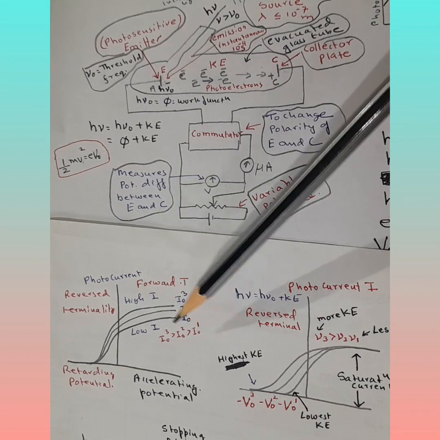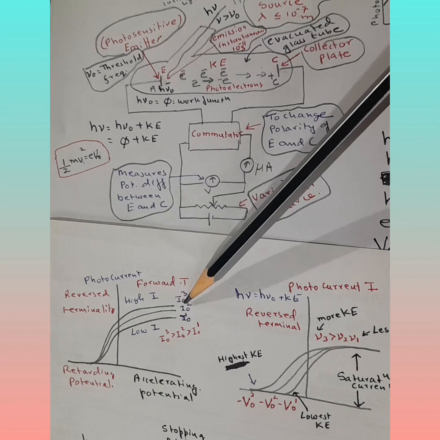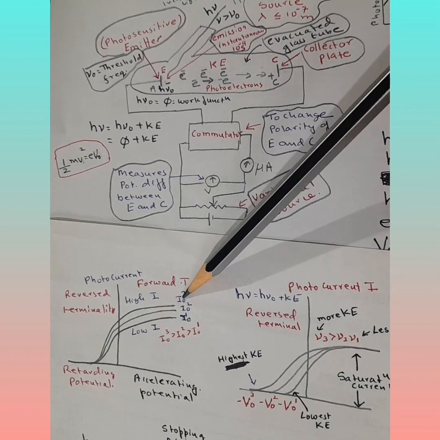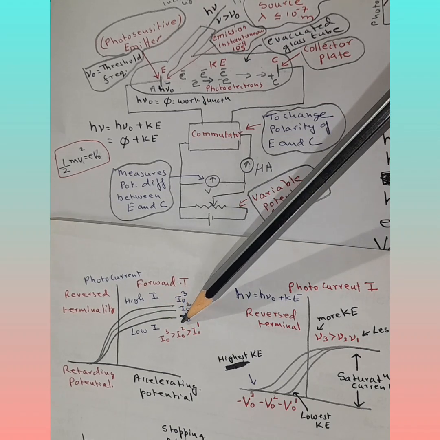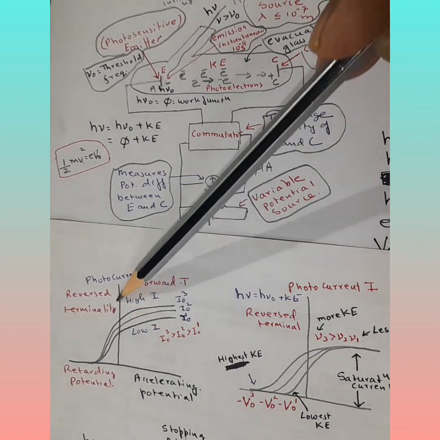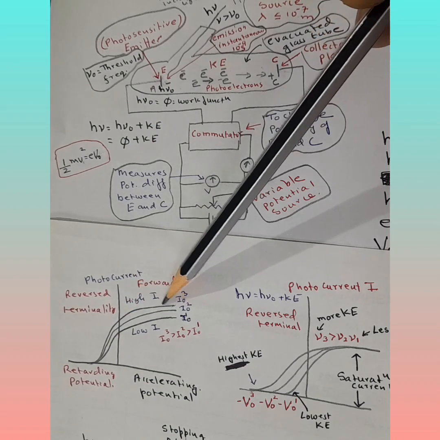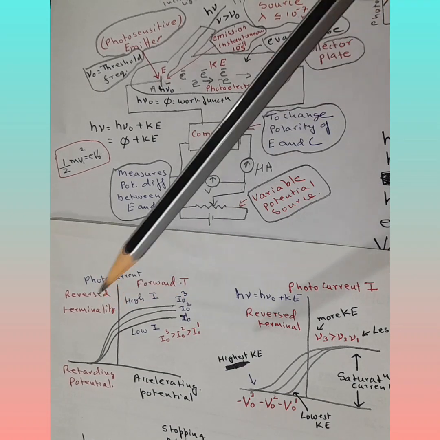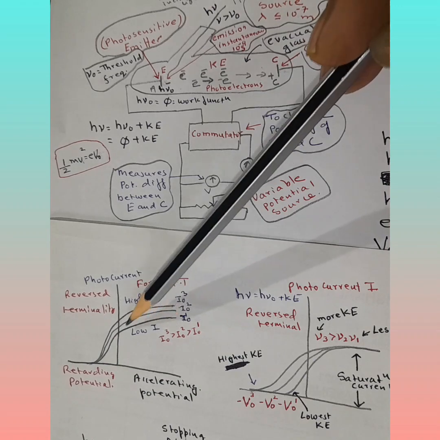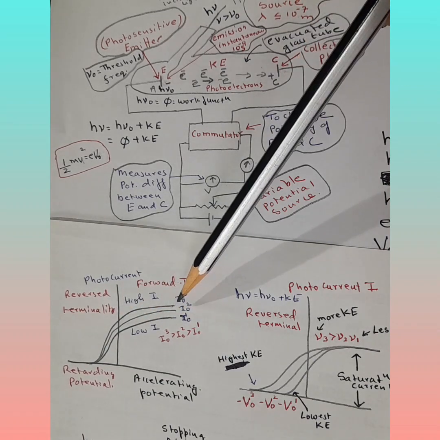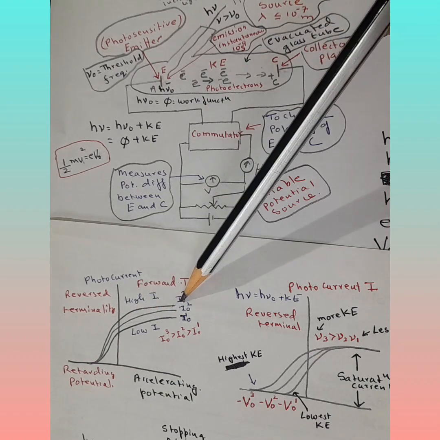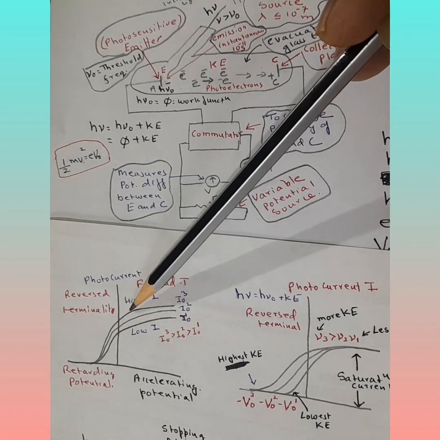Here, what has been done? Varieties of intensities have been tried. Here it's mentioned that this intensity is greater than this intensity, which is greater than this intensity. Since this intensity is greater, we get greater photocurrent. If this is the least, we get the lowest current, and we get the highest current over here. So with intensity, which we have already seen, the photocurrent increases.